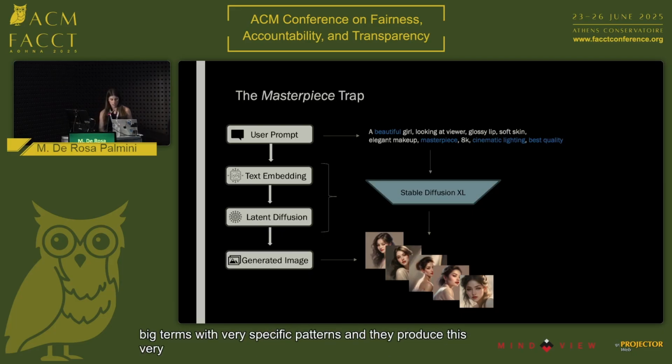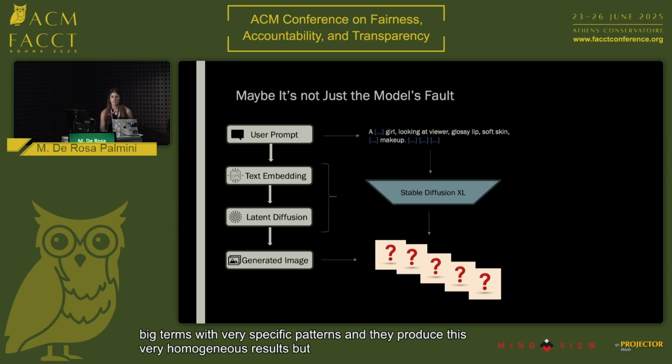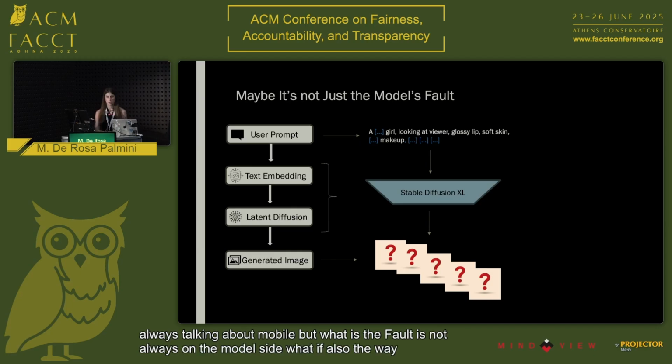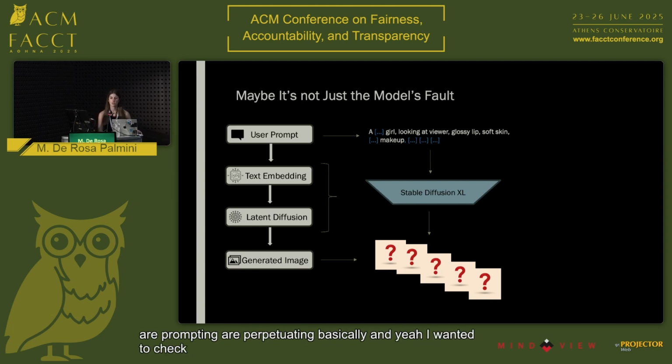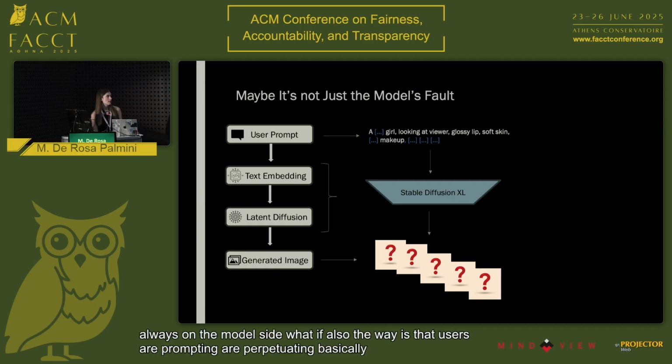and they produce these very homogeneous results. But this got me thinking that we're always talking about model biases and biases in the training data, but what if the fault is not always on the model side? What if also the ways that users are prompting are perpetuating these biases? I wanted to check the prompting behavior of users that interact with these models and how linguistically creative their language is, and whether that has some kind of impact on the visual diversity of images.